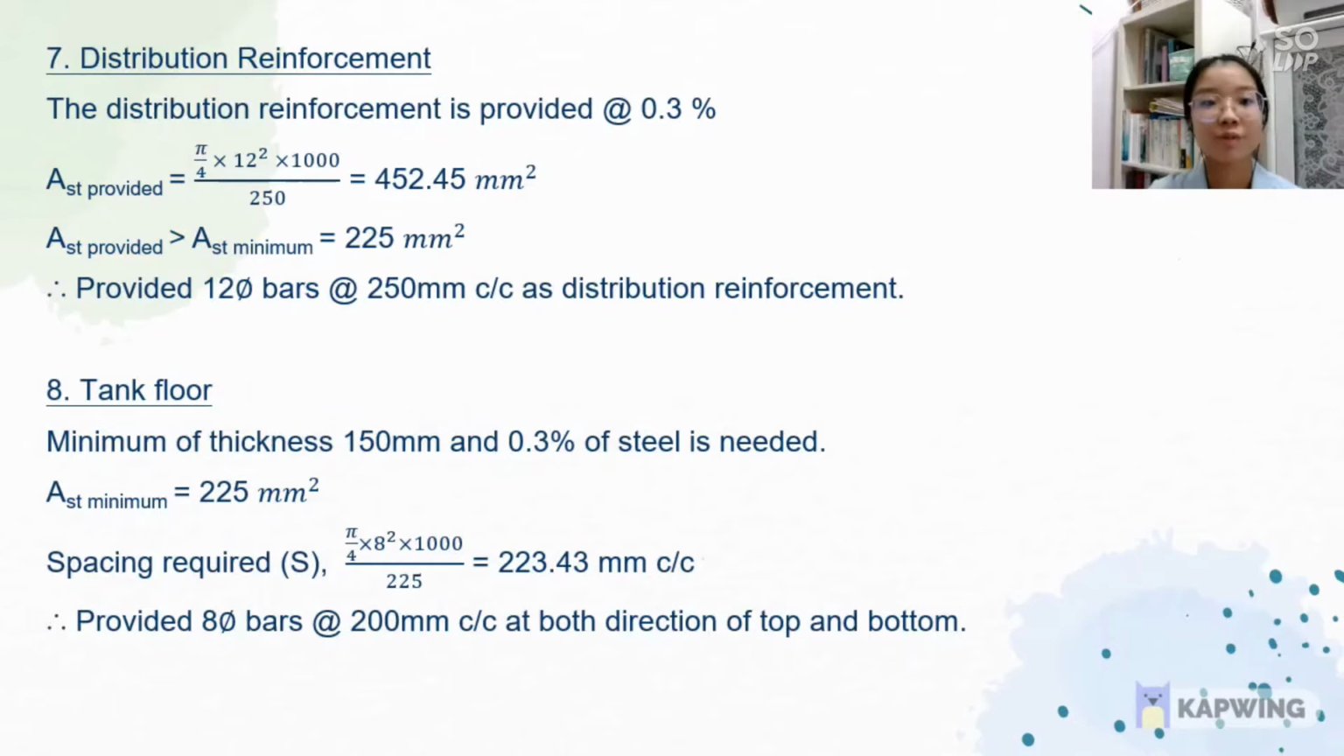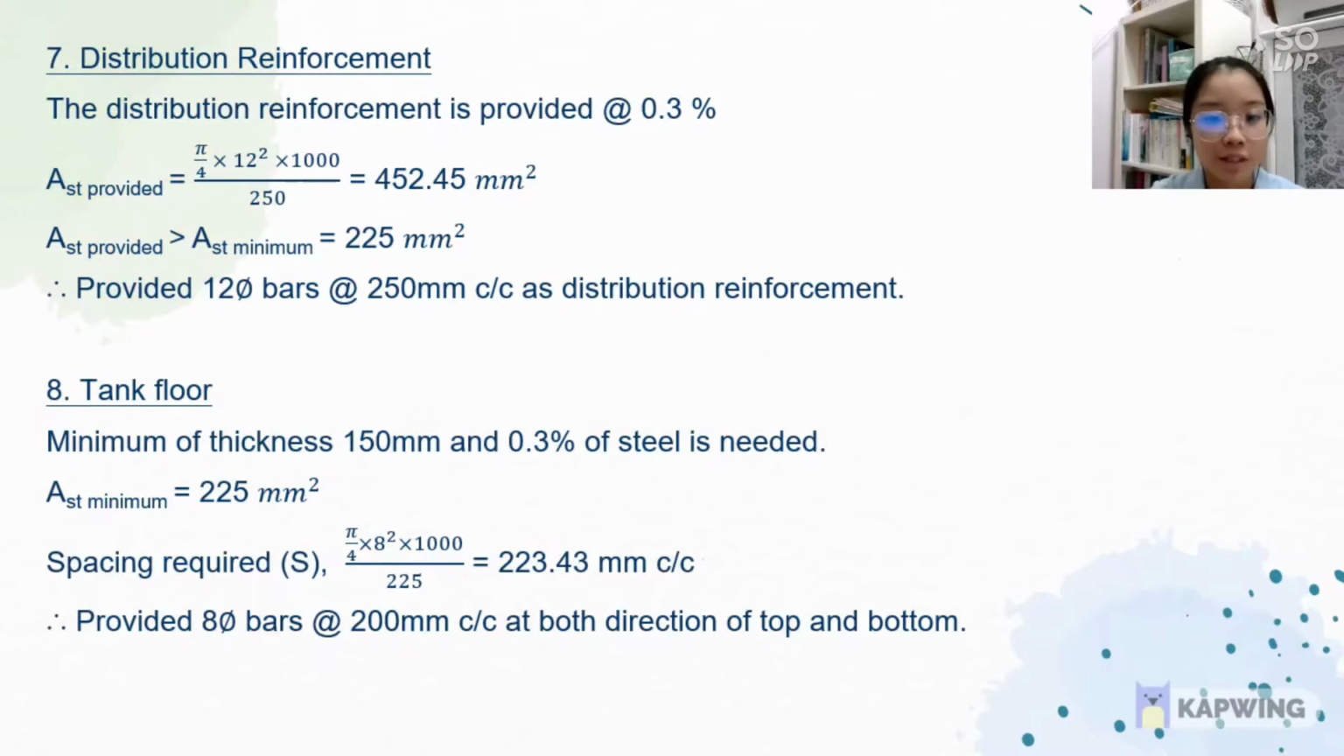The distribution reinforcement. The distribution reinforcement for this project is provided at 0.3%. We can calculate the AST provided, which is equal to 452.45 mm². And we found out that the AST minimum is lower than the AST provided. So in this design, we can use bar with 12 diameter as the distribution reinforcement and apply it with 250 mm center to center. Last but not least, the tank floor.